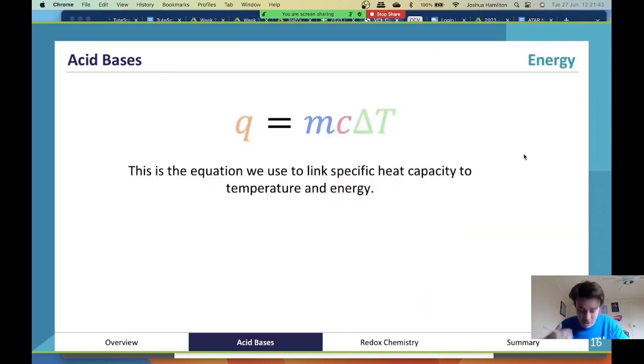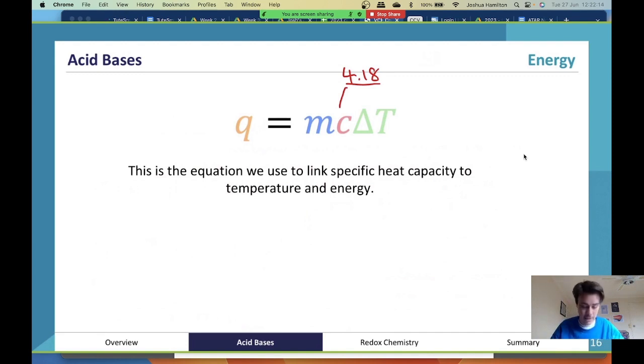The other equation that you need to know with this is Q equals mc delta T. This is an equation that we use to link the specific heat capacity to temperature and energy. This is how we link all these things together, and this is where we use that 4.18 value. We talked back here that c is 4.18. So generally in this equation, this is going to be 4.18. They may use something other than water, but they'll give you the value. Usually it'll be water though, so you just need to be prepared for that.